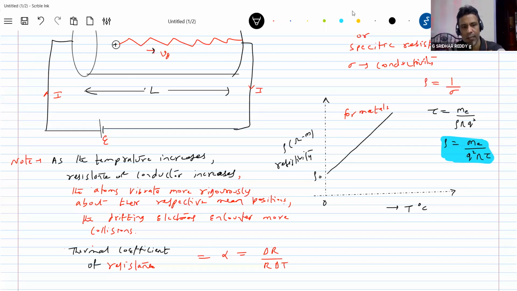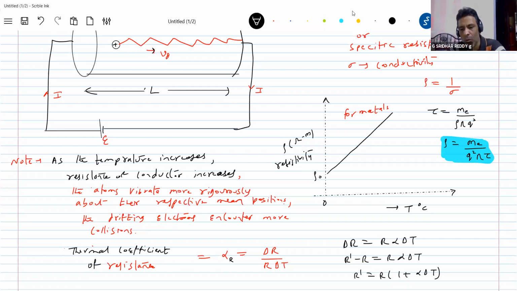Thermal quotient of resistance. This alpha, let me use the word R. If I bring alpha, theta, it is thermal quotient of linear expansion. This is thermal quotient of resistance. So definitely the resistance will vary. This delta R, if I expand it, is R alpha delta theta. What is delta R? This will be R dash minus R equal to R alpha delta theta. So R dash equal to R into 1 plus alpha delta theta.